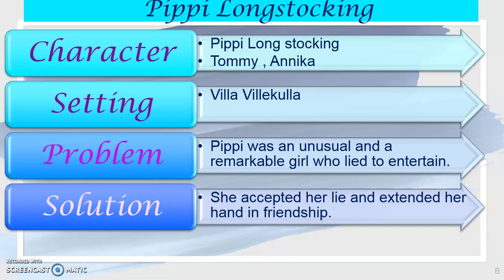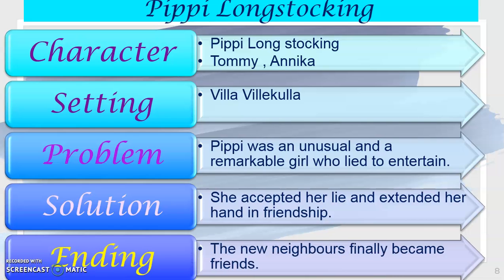And importantly, in Islam, one thing is for sure that we're not supposed to lie. But then the other thing that is important for the person who's listening to it is that we need to make sure that we tell the other person that this is a lie or stop whatever wrong is going on. So this is actually what happened in the story. So she accepted her lie and extended her hand in friendship. So in the ending, the new neighbors finally became friends. So they actually became friends, and the friends came to know how she actually behaved, or maybe she gave a reason that she forgot.